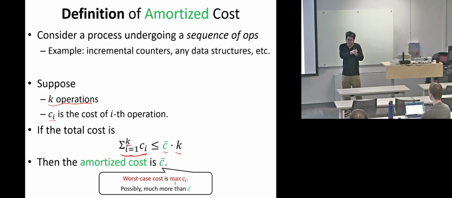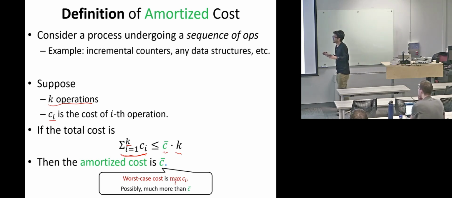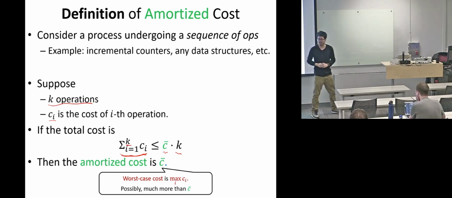But it's just average over the operations. It's not like we look at some random objects and average the cost over some random inputs. We still look at some worst case sequence, but we average the cost over the number of operations. Hope you get this point.